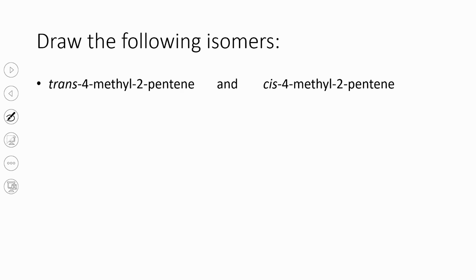All right, so go ahead and try to practice this. Try to draw these two different conformations. So these are isomers. They have the same formula. They have the same atoms connected to each other. The only thing that's different is the way they are arranged in 3D space.